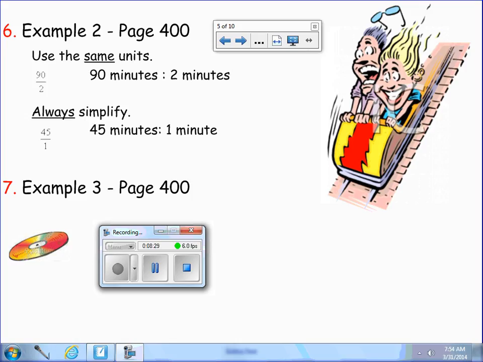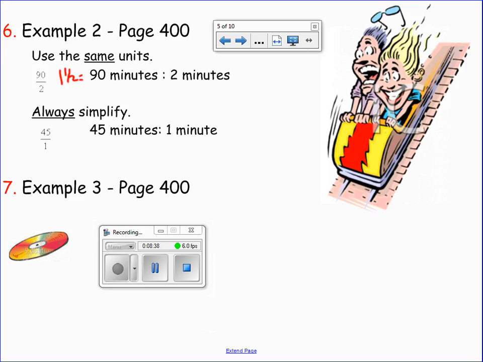So in your example on this one, the 1.5 hours is actually 90 minutes. So I changed 1.5 hours to 90 minutes. So for 90 minutes of wait time, you had 2 minutes of ride. So you would set it up as 90/2. They're both in minutes. Then you simplify. So for every 45 minutes that you waited in line, you had 1 minute of fun.